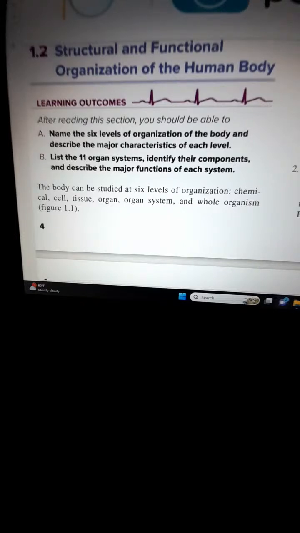The body can be studied at 6 levels of organization: chemical, cell, tissue, organ, system, and whole organism.